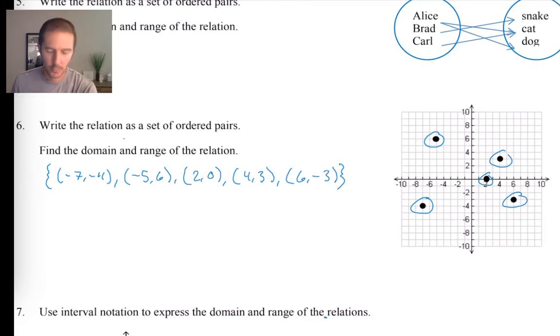Find the domain and the range. So the domain, again, you would present it as a set just of the x values, -7, -5, 2, 4, 6, and your range values also as a set. Oop, that last one got a little out of control. That's a little rough. -4, 6, 0, 3, -3. And all of the entries should be separated by a comma.